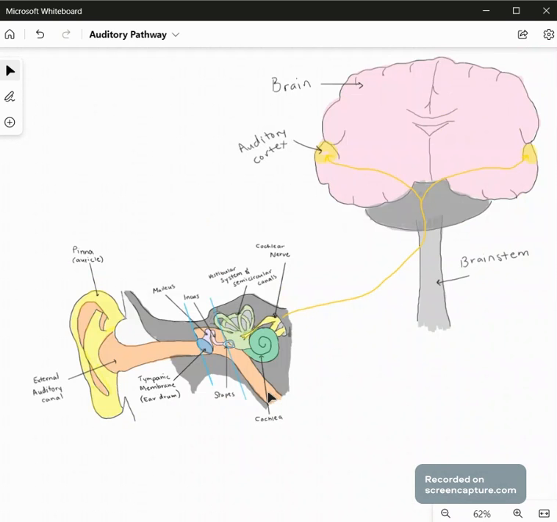This electrical signal is then picked up by the vestibulocochlear nerve, or cranial nerve 8, and carried up through the brainstem until it reaches the primary auditory cortex, which is in the temporal lobe of the brain. The primary auditory cortex is where the brain decodes the information and interprets that signal as sound.